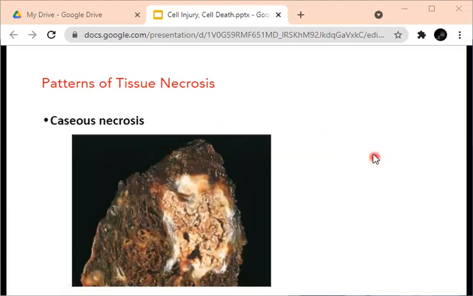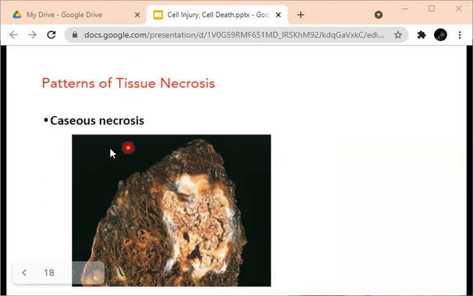Next is your caseous necrosis. Caseous necrosis is actually a gross finding. So pag sinabi ng caseous, ibig sabihin cheese-like. So if you can see, parang cheesy siya, no? A friable white appearance and area of necrosis. Usually, it is very characteristic of your tuberculosis infection. So this one is the lung of a case of tuberculosis with an area of large caseous necrosis which grossly appear as white cheesy debris.